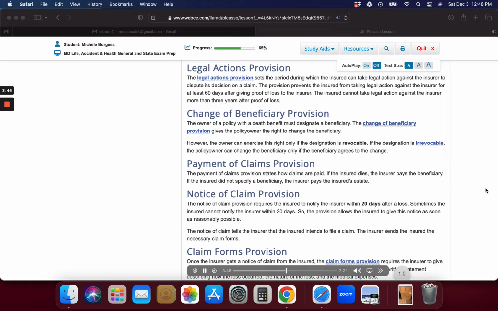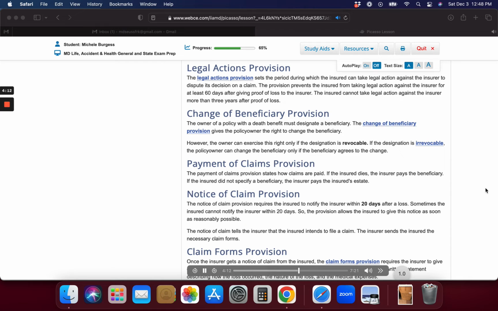Change of beneficiary provision. The owner of a policy with a death benefit must designate a beneficiary. The change of beneficiary provision gives the policy owner the right to change the beneficiary. However, the owner can exercise this right only if the designation is revocable. If the designation is irrevocable, the policy owner can change the beneficiary only if the beneficiary agrees to the change.